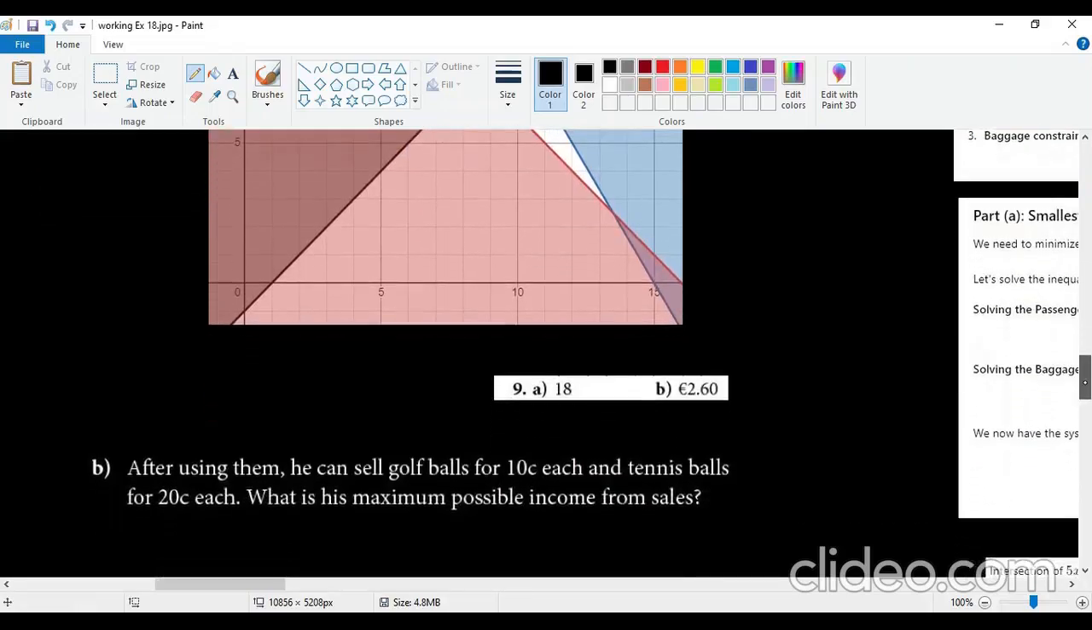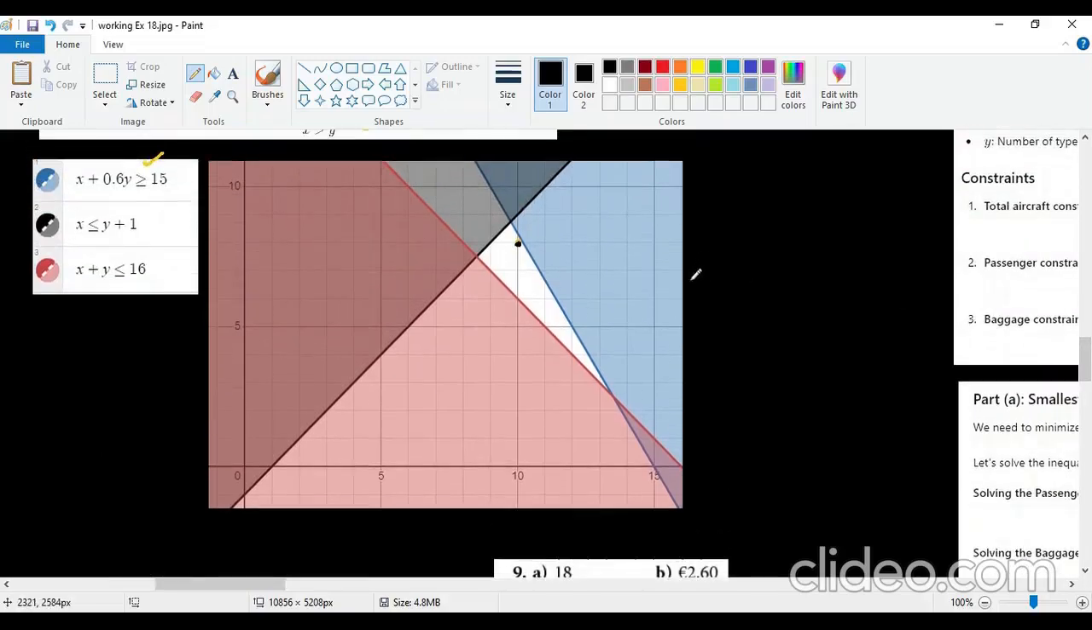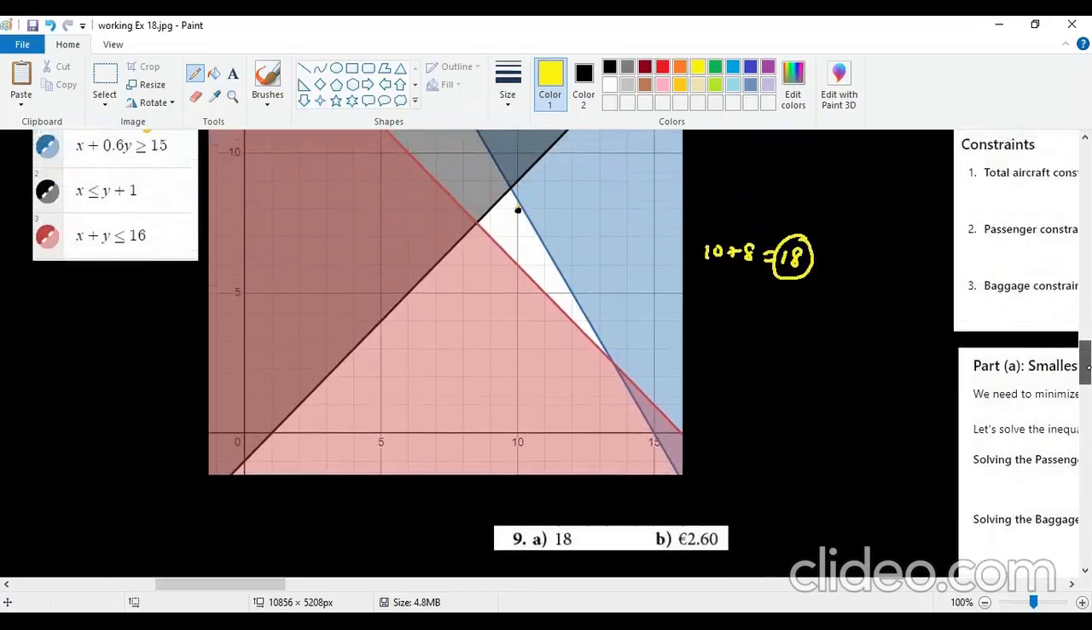Now once we solve this, that means 10 plus 8 is going to give us 18. So 18 is the maximum number of balls he can buy. Now x is 10 and y is 8. X equals 10 and y equals 8.